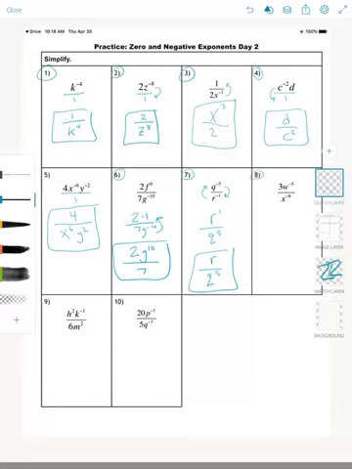Number 8, 3 is happy where it is. W to the negative 5th is going to want to move. X to the negative 6 is going to want to move. So here we have that going and that going. The 3 stays where it is. X to the 6th on top. W to the 5th on the bottom.